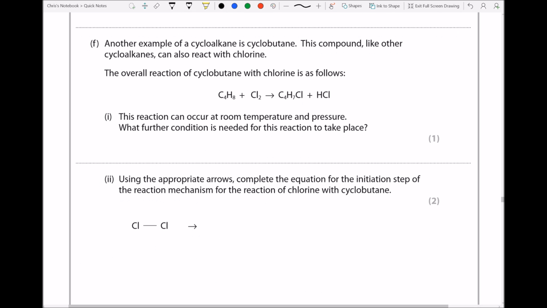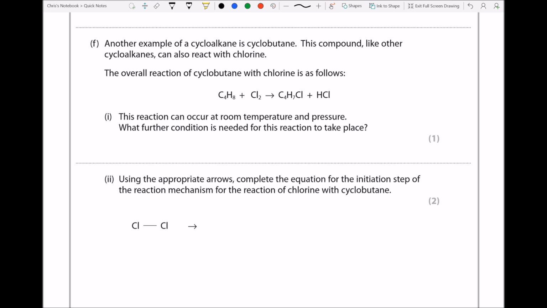Okay, part F. Another example of a cycloalkane is cyclobutane. This compound, like other cycloalkanes, can also react with chlorine. The overall reaction of cyclobutane with chlorine is as follows, and given is the reaction there. This reaction can occur at room temperature and pressure. And what further condition is needed for this reaction to take place? Right, this is cyclobutane. So cyclobutane is obviously a cycloalkane. Trying to react anything with an alkane is a bit tough. Alkanes are pretty stable. They don't have any polarity on there. They don't have any significant functional groups on there. So they're really, really stable and really difficult to react.